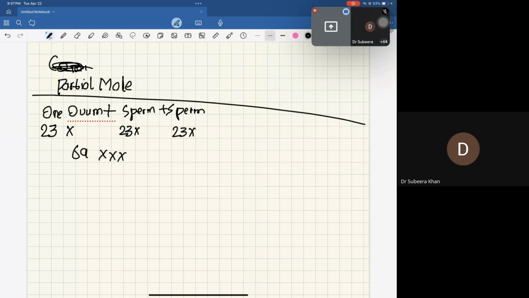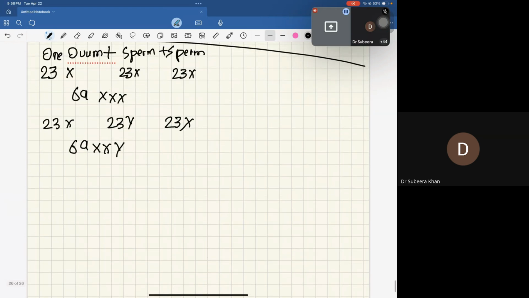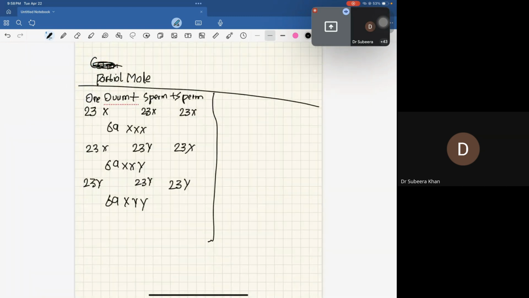Now, if the combination is like this, 23Y and 23X, then it will be 69XXY. Or if it's like this, 23X and 23Y, because remember the father can give you an X or Y, the sperm can contain an X or a Y. So if the sperm contains an X, then the resulting baby will be a female, and if the sperm contains a Y, the resulting baby will be a male. So in this condition it will be 69XXY. Did you get this part of the partial mole correctly? Yes, thank you so much.